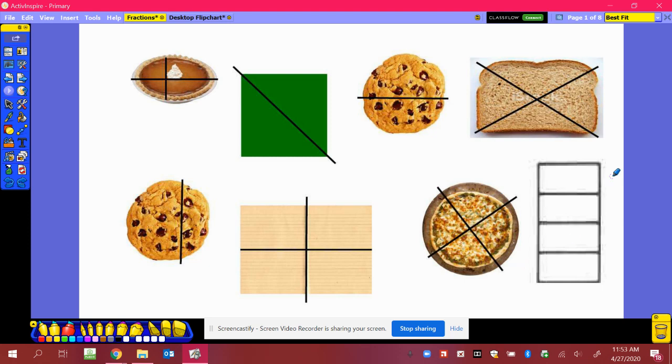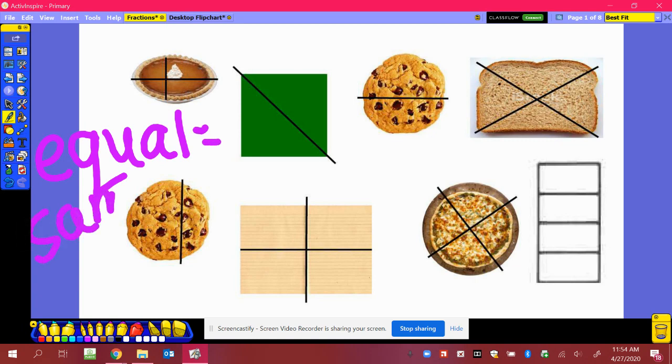Hi guys, this is our fraction review for this week. I wanted to come and talk to you about equal and unequal parts and also about fourths. So on this page, we're going to look at if they are equal parts, and equal means that all parts are the same size. So equal means the same.